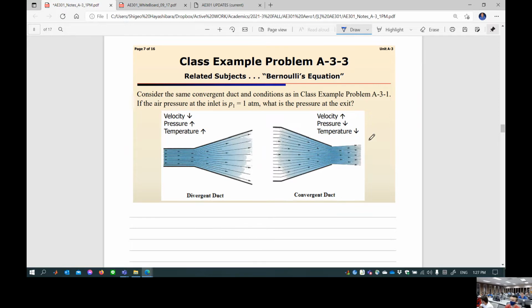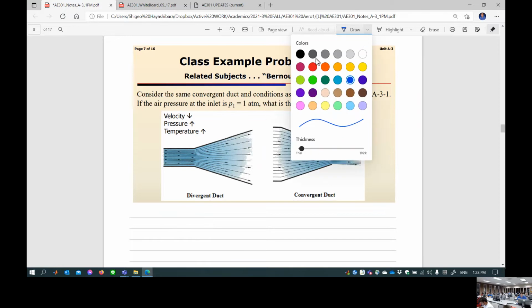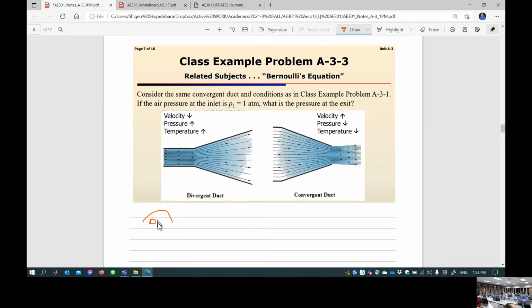Next page. Consider the same conversion that we did, right? This is example AE301. We did it. So let's consider the same problem. If the air pressure at the inlet is P1, again, equal to 1 atm, what is the pressure at the exit? Then once again, Ernie Bud pops up and starts doing something.